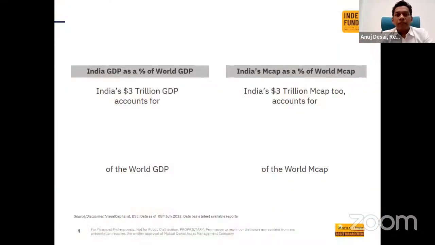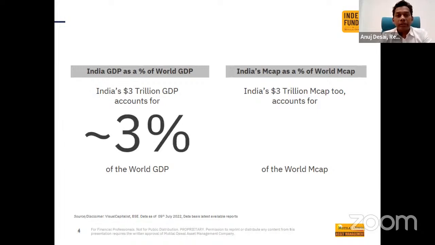Now you would have heard Mr. Modi referring that we'll be a $5 trillion economy. Currently our economy is at $3 trillion. Now, just take a wild guess: what would be our rank in terms of world GDP, and what would be our contribution to the world GDP? You'll be amazed to know that it is only 3%. So a $3 trillion economy is worth only 3% of the world GDP.